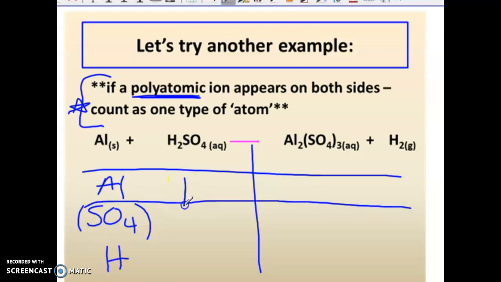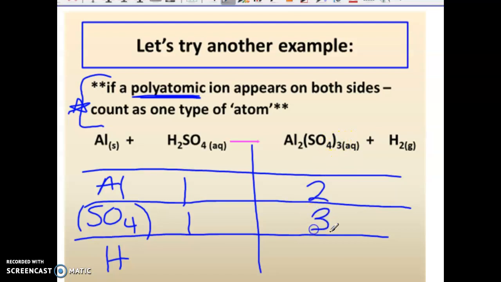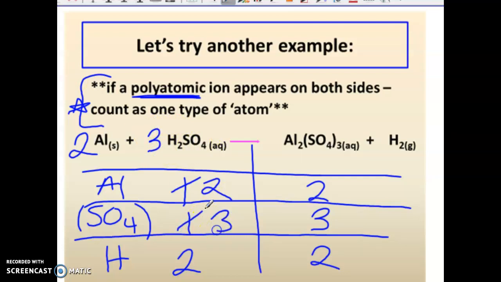So aluminum, we have 1 on the reactant side, 2 on the product side. SO4, we have 1 on the reactant side, and we have 3, see this little subscript 3 on the product side. And then we have for hydrogen, 2 on the reactant side and 2 on the product side. Okay, so first thing, aluminum needs a coefficient of 2. Right, we can see there's 2 and 2. Sulfate, we need 3 on the reactant side. So we're going to put a big 3 here. So that's going to change our sulfate number to 3, but that's also going to change our hydrogen number to 6. So we have 2, 2, 3, 3.